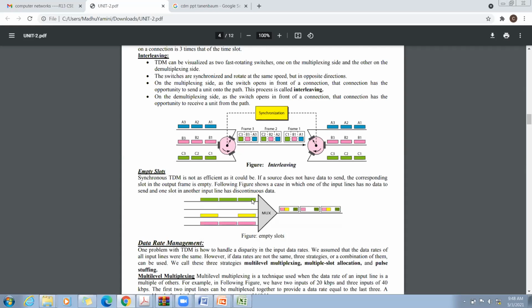During this time slot, suppose these are assumed to be A, B, C, D. A is transmitting the data. B has nothing to send. C is transmitting the data. D is transmitting the data. The resultant frame will be: see my cursor point carefully. Here A is transmitting the data, which is in green color. B has nothing to transmit.